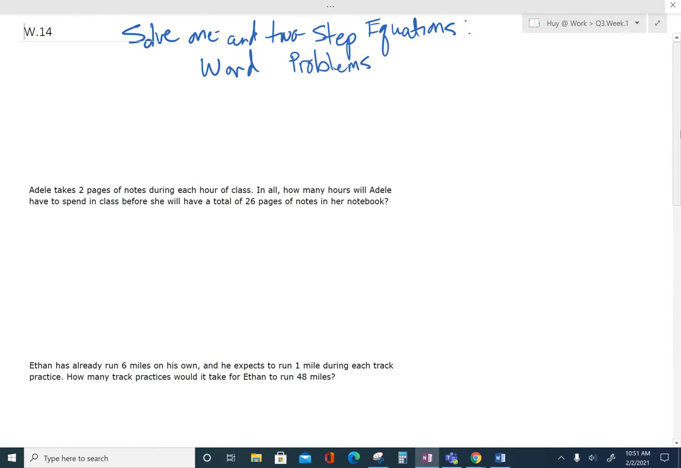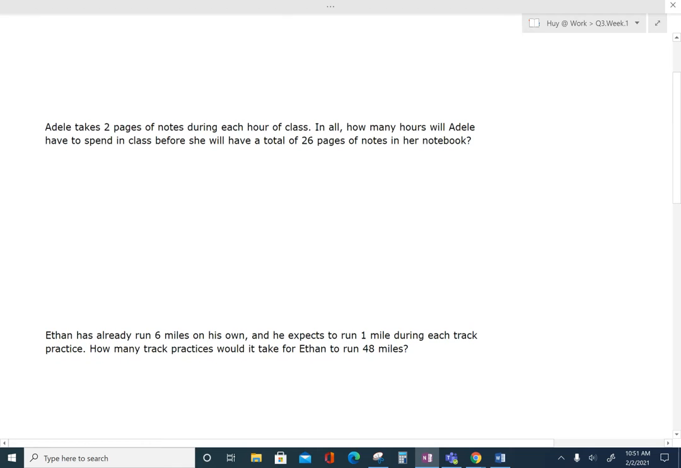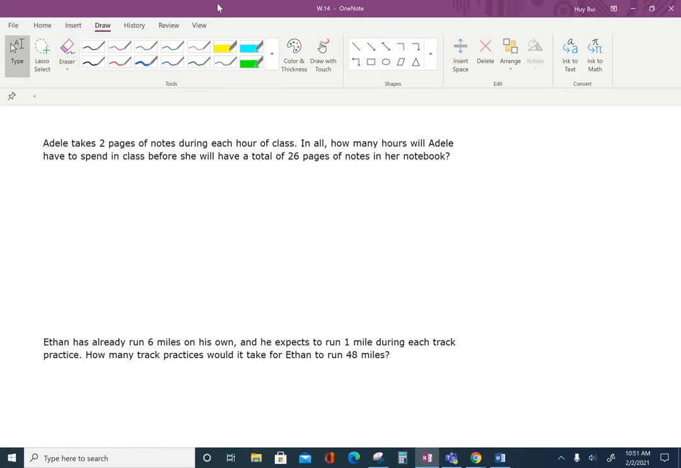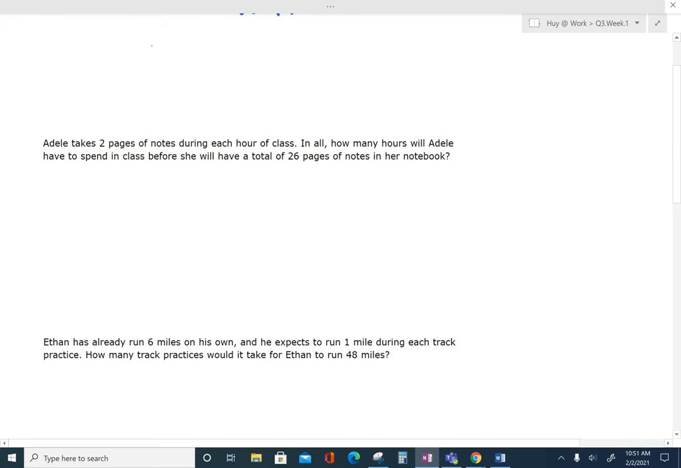All right, so I'm going to go over W14, which is solving one and two-step equations, word problems, right? If you have already started this assignment, you will see that you're only looking for an answer, and a lot of these word problems you could probably do in your head. But what I'm going to do is actually go through how we write the equation, and then how we solve it. Even though you're doing it in your head for some of these one-step equation word problems, you're having the same thinking process, all right?